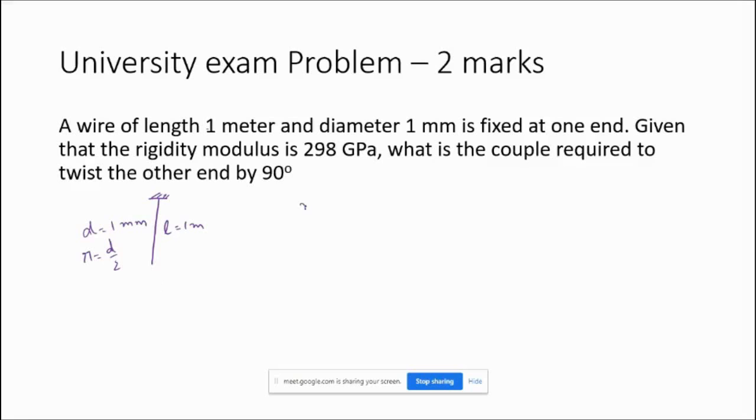The rigidity modulus eta is given as 298 gigapascal. That is 298 into 10 power 9 Newton per meter square. What is the couple required to twist it at the other end? What is the couple required to twist the other end by 90 degree? First, you calculate the couple per unit twist. Couple per unit twist is given as pi eta r power 4 by 2L. All these quantities are known, so you can compute the value of C.